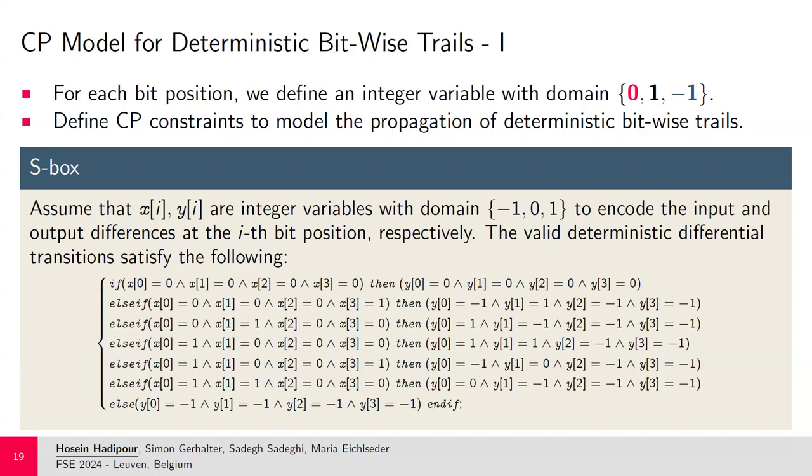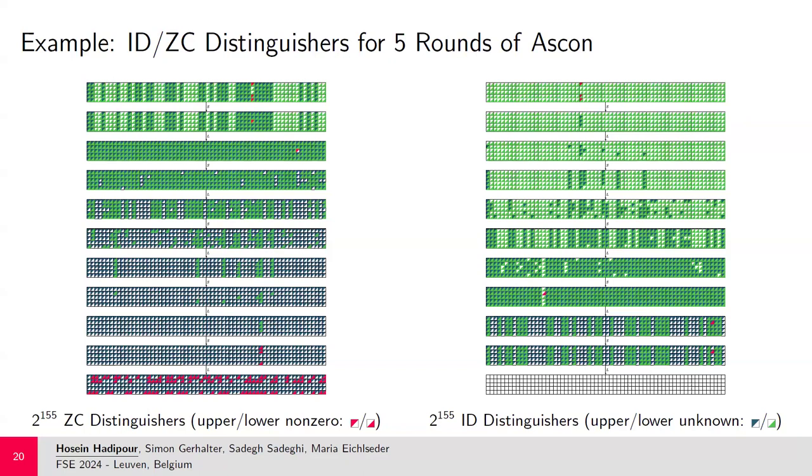For each bit position in the cipher, we define an integer variable which can take 0, 1, or minus 1. Minus 1 again means unknown. Then we define some simple CP constraints to essentially model the propagation of deterministic transitions. It can be for differential or linear. Now we have a model to identify impossible differential, zero correlation, and integral distinguishers for weakly aligned designs like ASCON. We applied it to ASCON, and this here represents the distinguishers that we discovered for ASCON.